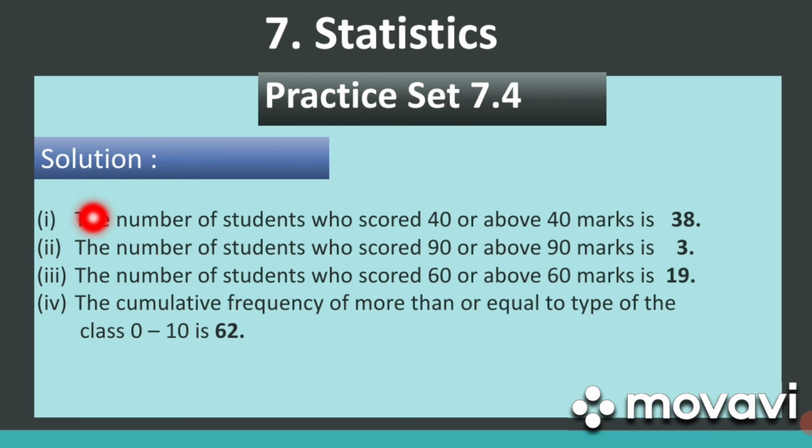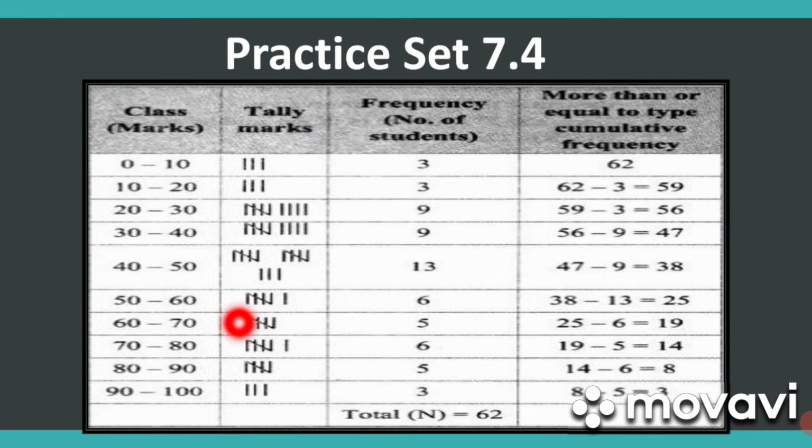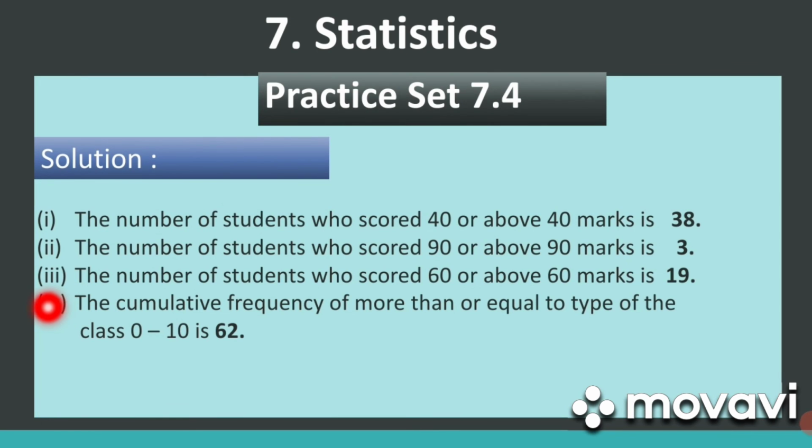Let us write the solution for subdivision 1. The number of students who scored 40 or above 40 marks is 38. Subdivision 2. The number of students who scored 90 or above 90 marks is 3. Subdivision 3. The number of students who scored 60 or above 60 marks is 19. And subdivision 4, the cumulative frequency of more than or equal to type of the class 0 to 10 is 62.